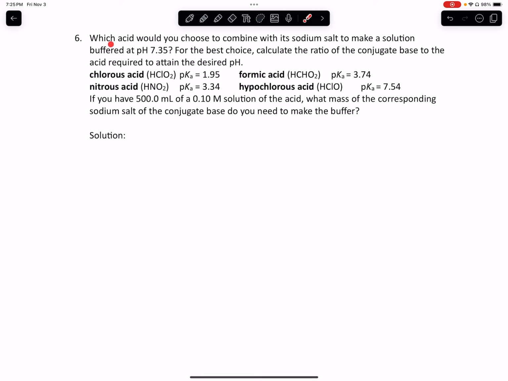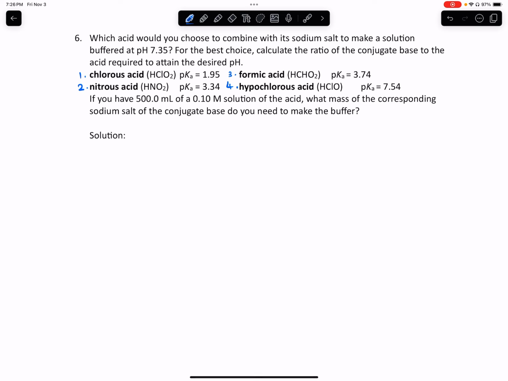We have a problem which asks us to choose which acid. We have four choices. Let me just go ahead and write that down: 1, 2, 3, and 4. We have four choices of acids, and it's asking which acid would you choose to combine with its sodium salt to make a solution buffered at pH 7.35. For the best choice, calculate the ratio of the conjugate base to the acid required to attain the desired pH.